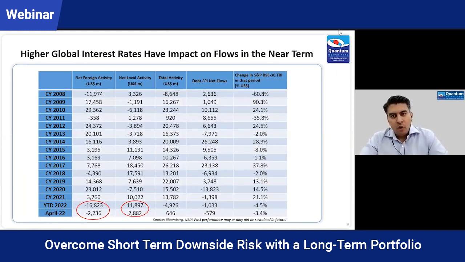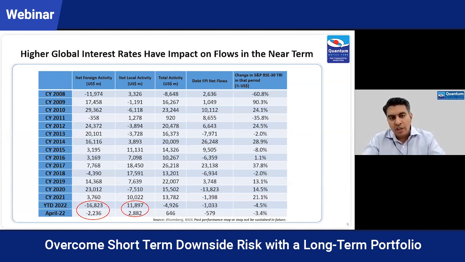Impact of higher global interest rates. Whenever we have seen tightening, usually flows tend to move out, and this time is no different. If you look at 2022, we have seen outflows of about $16 billion. At the same time, local domestic investors have pumped in close to $12 billion, and that has lessened the impact of the outflows that we have seen from foreign investors.